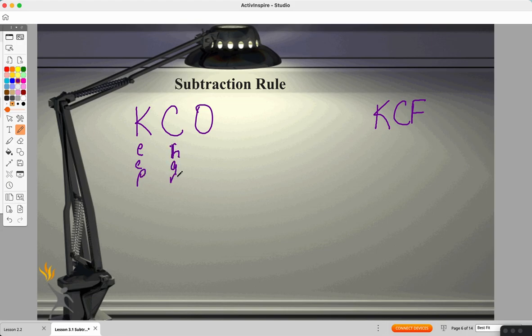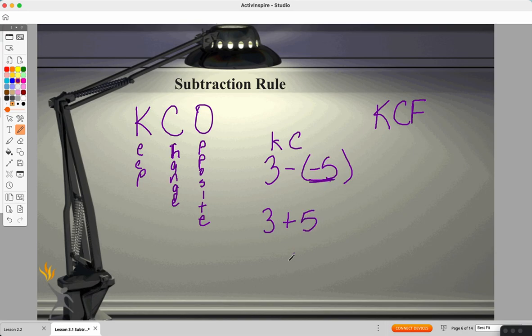Opposite. Okay, so what I mean by that is I'm going to keep my first number. So just like we did a moment ago, we had 3 minus negative 5. We're going to keep that first number. There's my keep. We're going to change to positive, so 3 plus, and then take the opposite of negative 5. The opposite of negative 5 being 5. And then we're going to follow the addition rules. In this case, it's same signs.